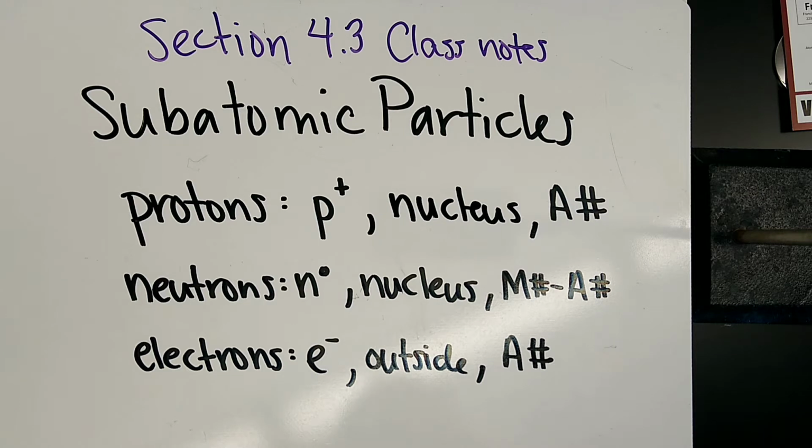So we know now that we have subatomic particles. J.J. Thomson discovered the electron, and he had that plum pudding model because he had to come up with something that had an electron in it. And then Rutherford comes along and he discovers that most of the mass of the atom is actually in the center, in a nucleus. And after that, we discovered the protons and neutrons make up the nucleus.